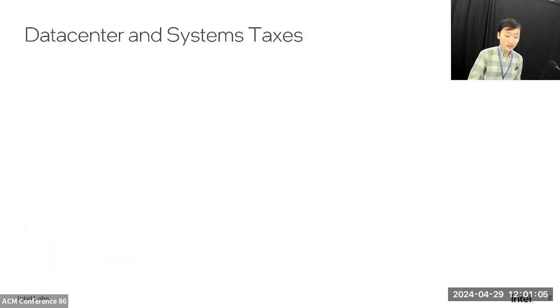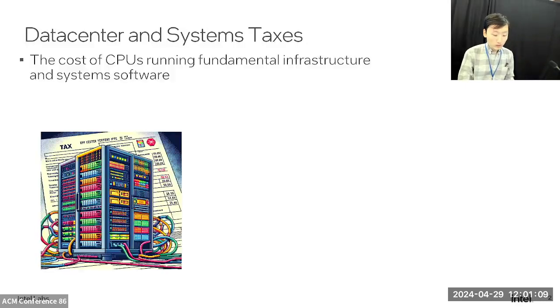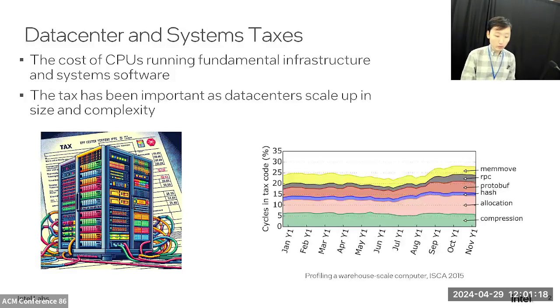In the modern data center, the data center and system tax has been increasingly a problem. It refers to the CPU cycles used for the fundamental infra and software routines, which could have been spent on the actual application and workloads. Identified by Google back in 2015, data center and system taxes include but are not limited to memory movement, RPC, protobuf, hashing, and compression.